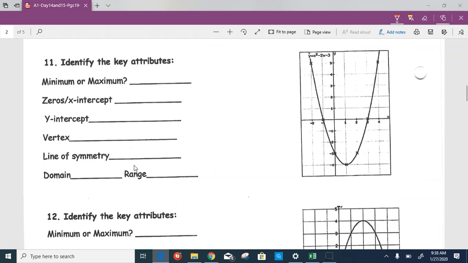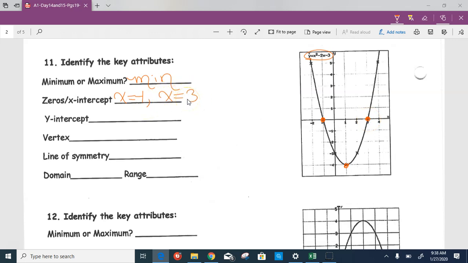Number 11. Here we have a different parabola, x squared minus 2x minus 3. That's the equation of the graph. If you read the graph from left to right, we see we have down here a minimum value. It's the lowest part of the graph. If you have the lowest part, then you have a minimum. Do we have any zeros or x-intercepts? Well, we have one right there at x equals negative 1, and then we have another one over here on the right at x equals positive 3.